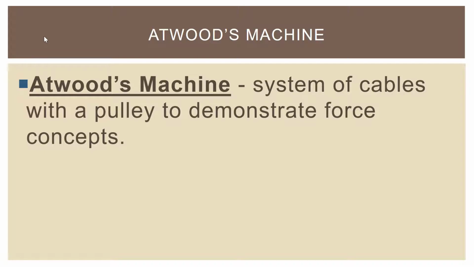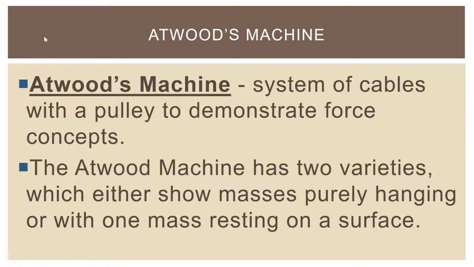And I'm sure what you're thinking here is like, whoa, whoa, whoa, don't give me too much detail here. I'm going to show you a picture of it in a second. But let's just write one more thing down about it here, because this is an important thing to know too. The Atwood's machine has 2 varieties, which either show the masses just hanging or with one resting on a surface. When they're just purely hanging, that's just called an Atwood's machine. I usually refer to the one where they show the object sitting on a table as the tabletop Atwood's machine. And we'll talk about those in the video tomorrow. But an Atwood's machine looks like this.